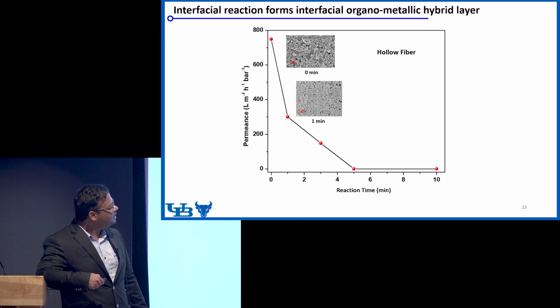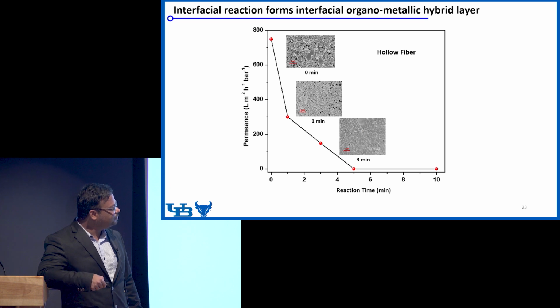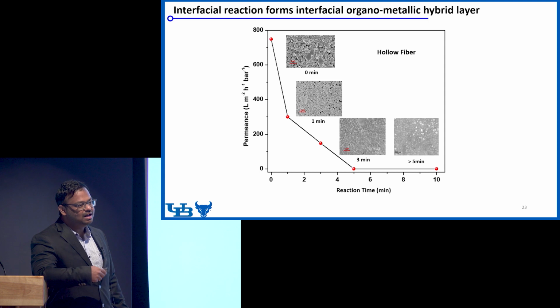After 1 minute of reaction, the pores start shrinking as you start growing the film. Around 3 minutes, you only see very few small defects. At around 5 minutes, you see no permeance of methanol and you get a completely dense film. On calcining this dense film, you end up having a porous material with nanopores in it.